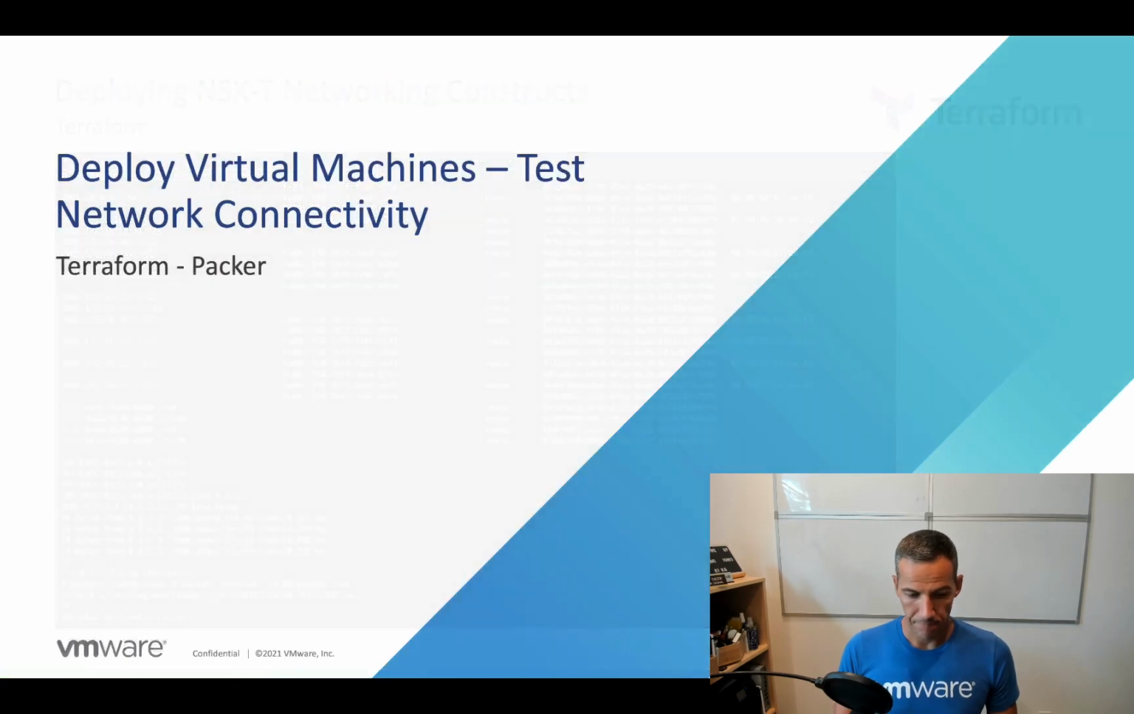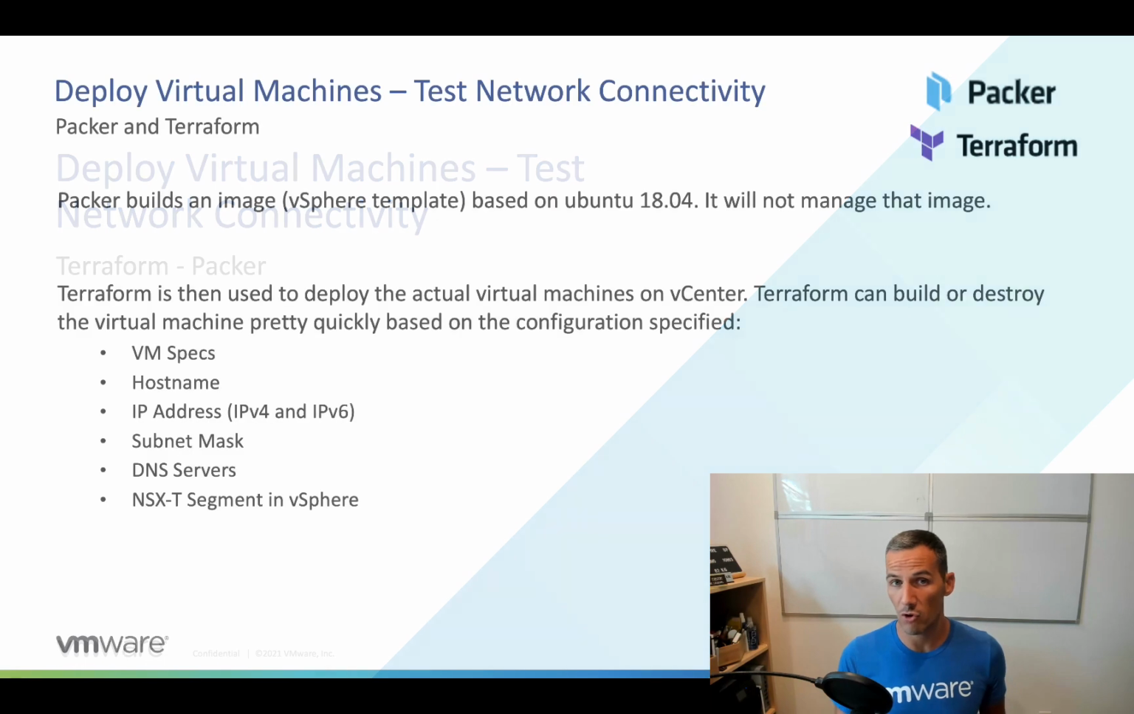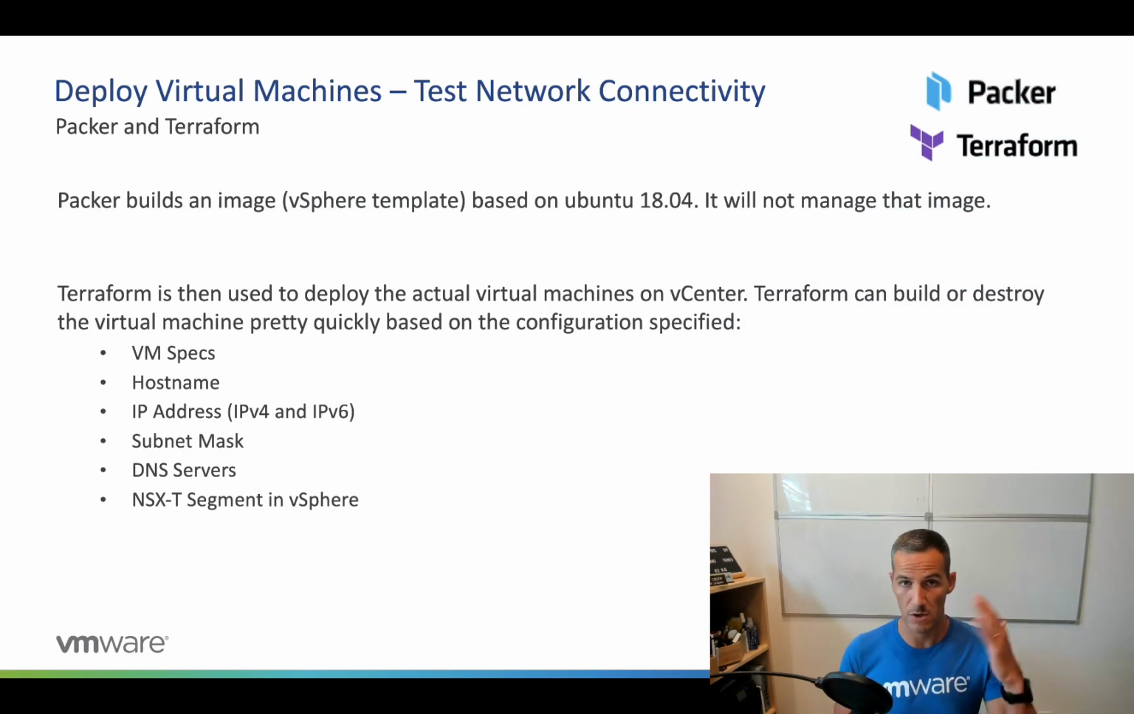All right. Next, we have our networking construct deployed with Terraform. We have our NSX-T infrastructure that has been previously deployed using Ansible. Now we need some virtual machines in order to test the connectivity, the north-south connectivity, and east-west as well.